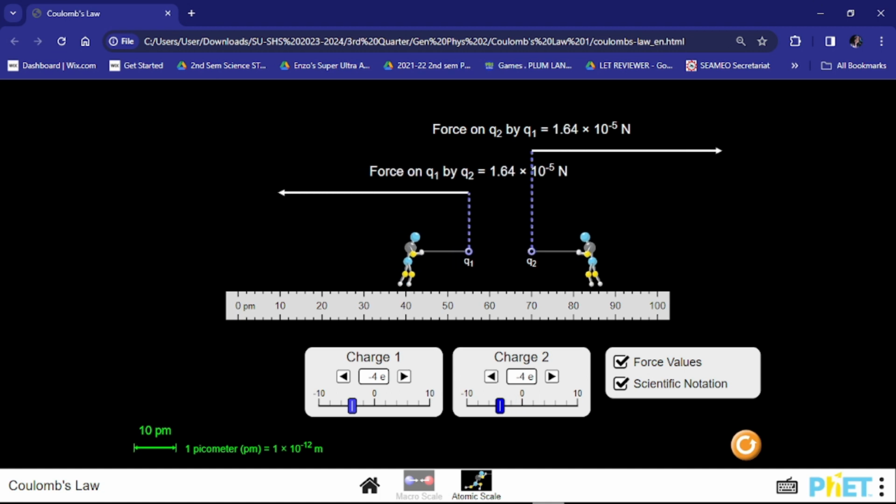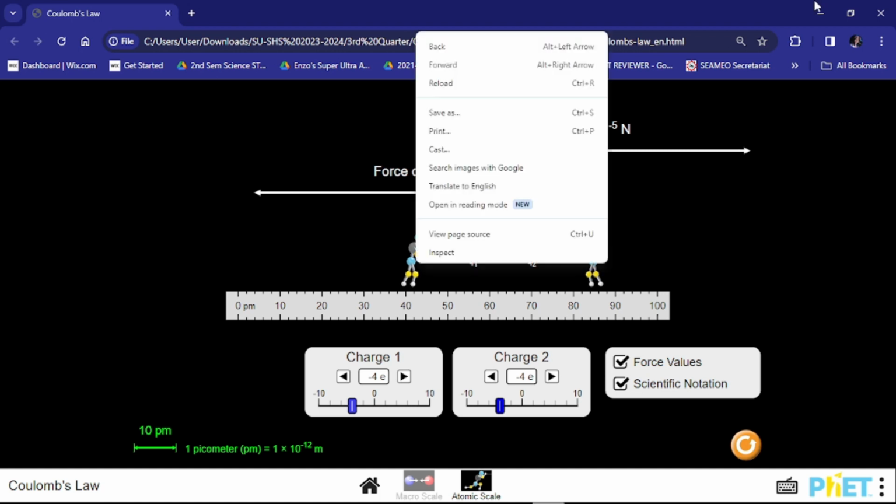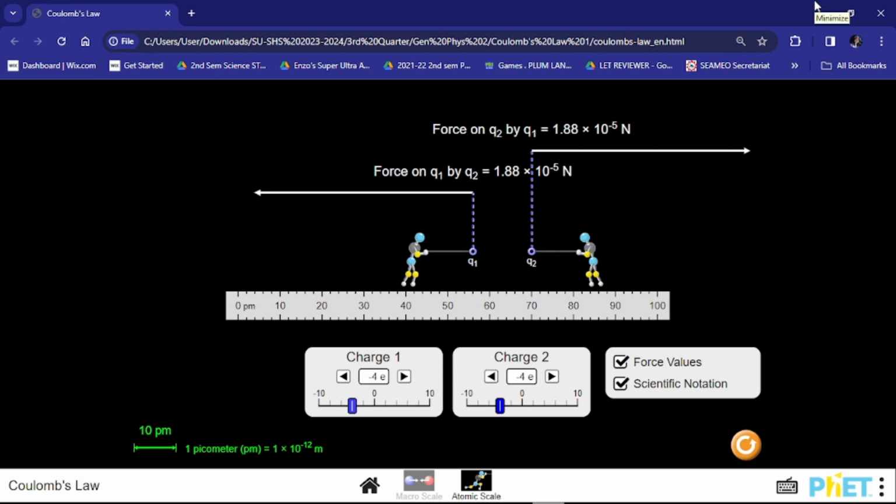Now let's try if both charges are negative. What happened to the arrows? The arrows are pointing away in opposite directions as well. They are pointing away from each other because the electric force observed is repulsion. But you can still notice that despite that, the forces exerted on Q1 and on Q2 are the same, still because of Newton's third law of motion. Now, you really have to understand this PhET simulation and Coulomb's law before we try to solve some problems on Coulomb's law.